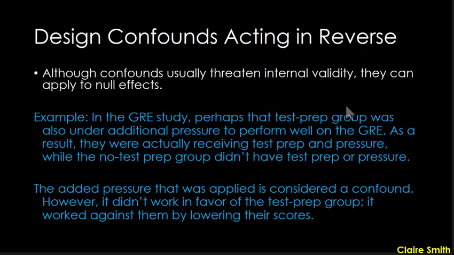So for a GRE study, the test prep group was also under additional pressure to perform well on the GRE. So we have another confound, additional pressure. They were in this test prep, had to go there every day. That added a lot of stress and pressure, made them want to do better, but the pressure actually made them perform worse. So that confound, that added pressure, didn't work in favor of the test prep group. It worked against them by lowering their scores, right? So we would end up seeing that the test prep didn't improve GRE performance, when actually if we would have controlled for this confound, found a way to reduce this pressure, then we might have seen an increase in performance. So confounds can act both ways, okay?